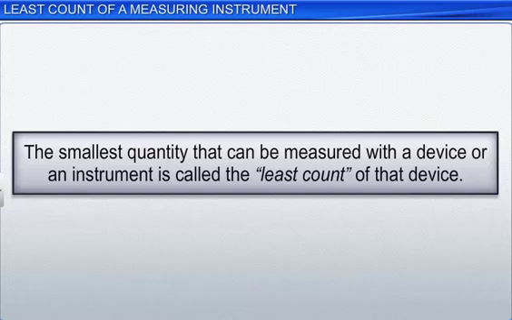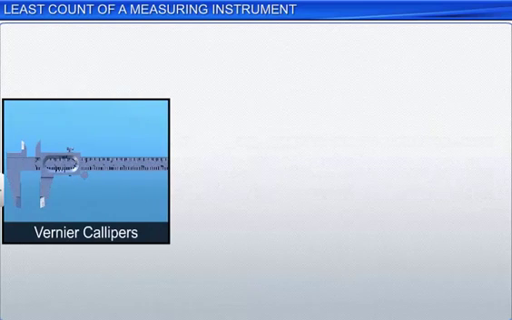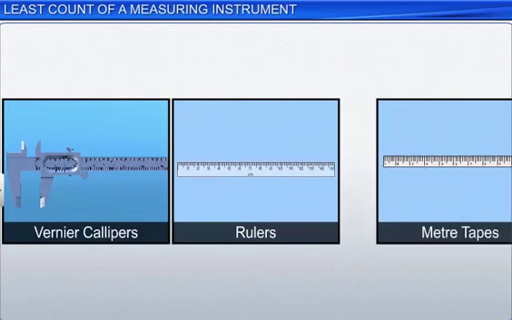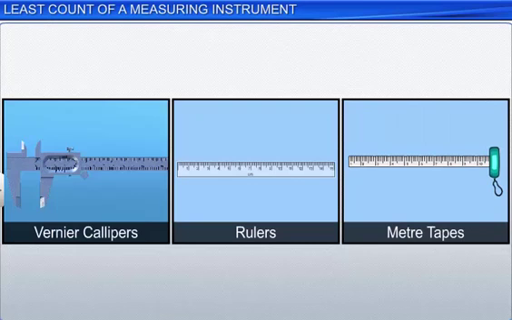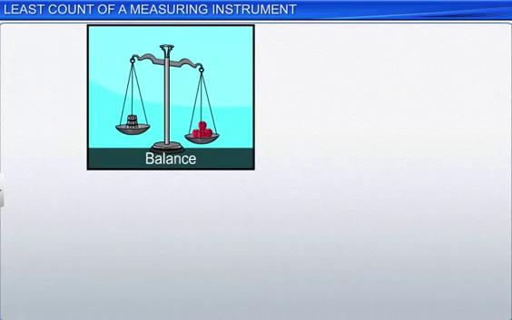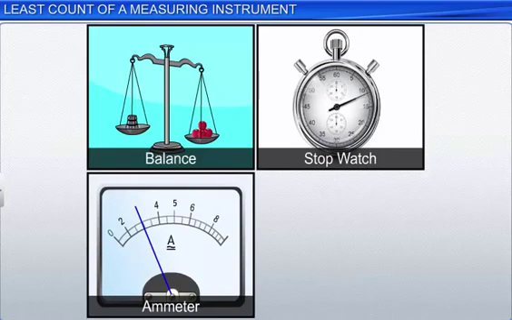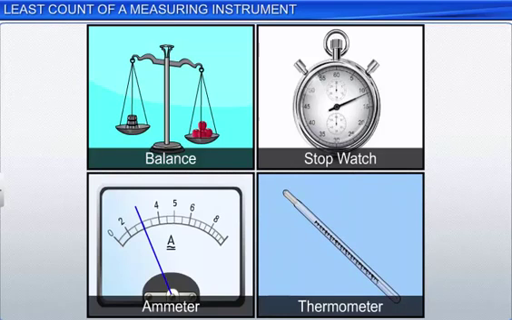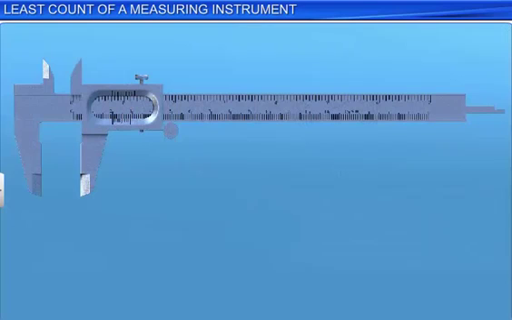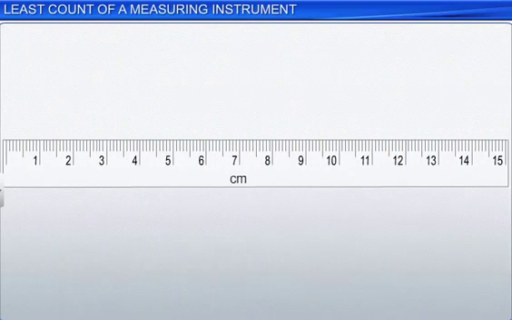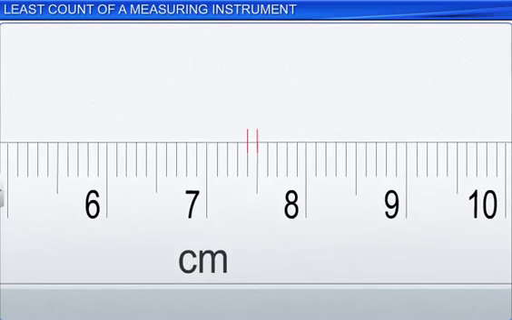device. Some instruments that we use to measure length are the vernier calipers, rulers, and meter tapes. Similarly, we measure mass with the balance, time with the stopwatch, current with the ammeter, and temperature with the thermometer. The vernier caliper can measure up to 0.1 mm or 0.01 centimeter, while the plane scale or ruler can measure up to 1 mm or 0.1 centimeters.